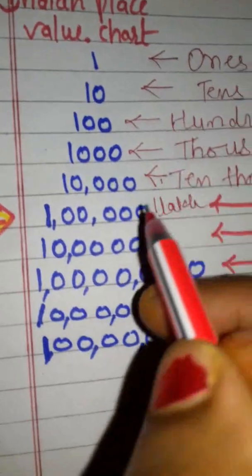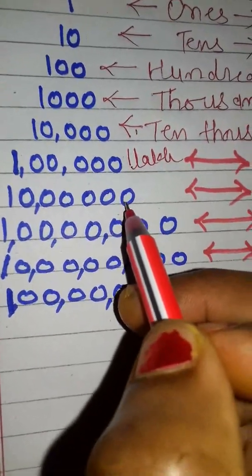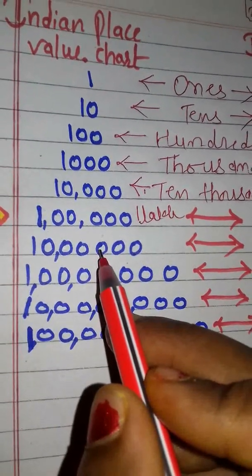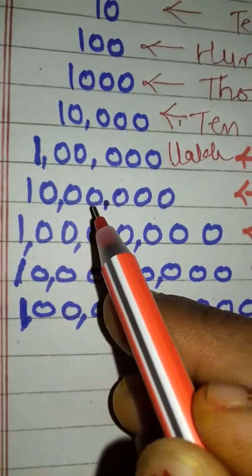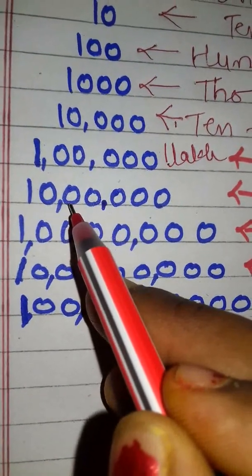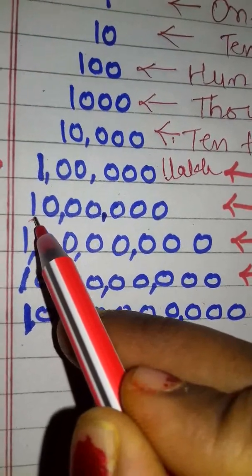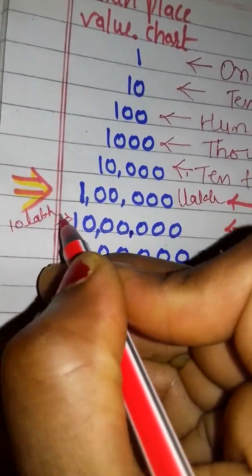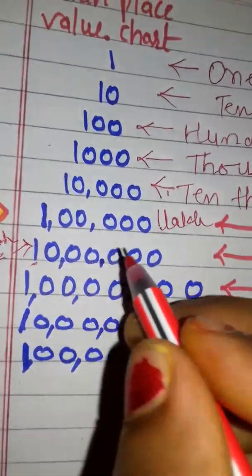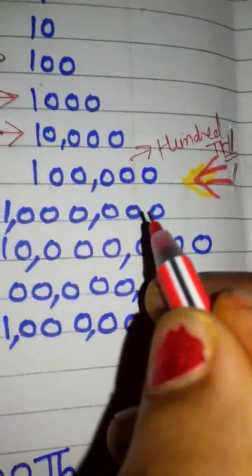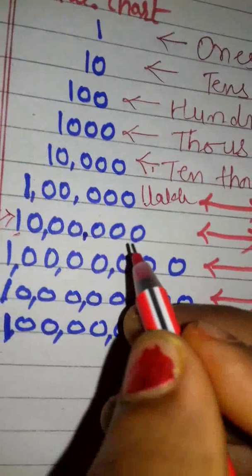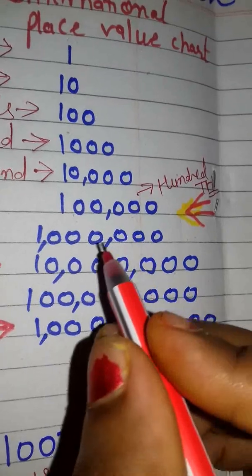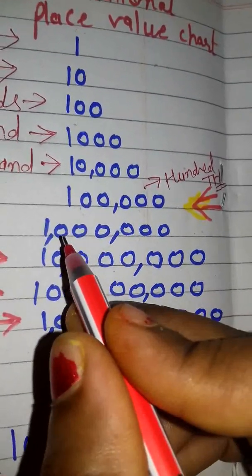Now let us see the next number after 1 lakh in Indian place value chart. The next number is ones, tens, 100, then 1000, 10,000. After 10,000, lakh, 10 lakh. Okay, so we will read this number as 10 lakh. The same number is in international number system. How many zero in 10 lakh? 1, 2, 3, 4, 5, 6. In international number system, this same number has 1, 2, 3, 4, 5, 6 zeros.